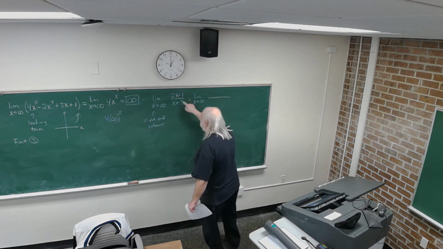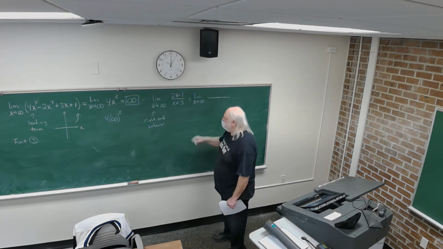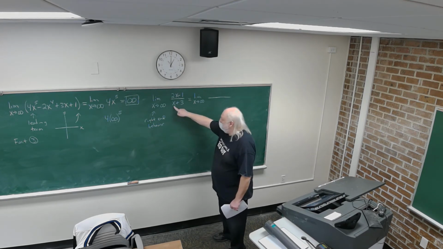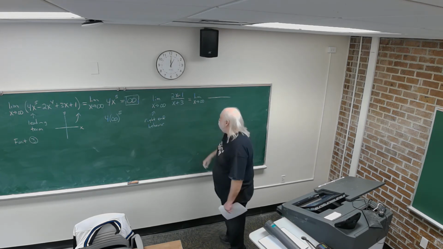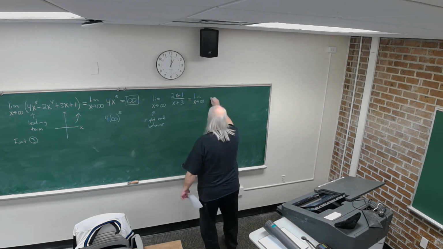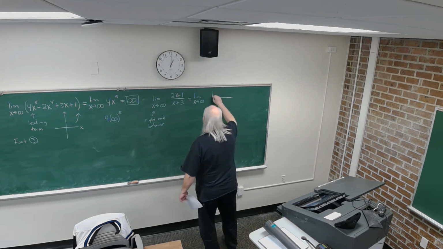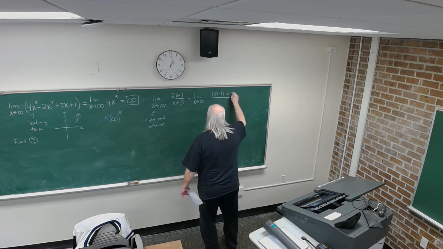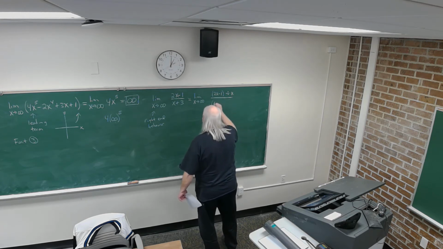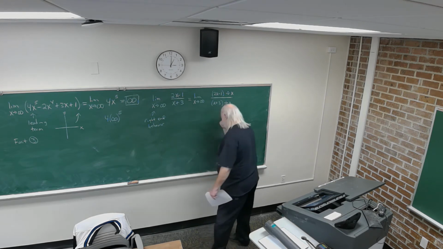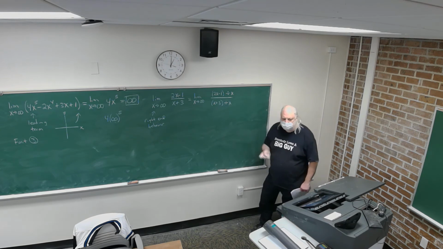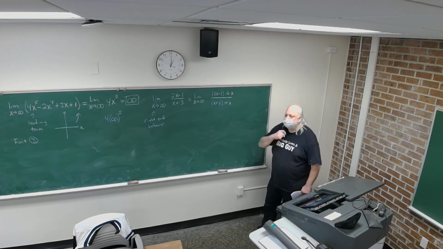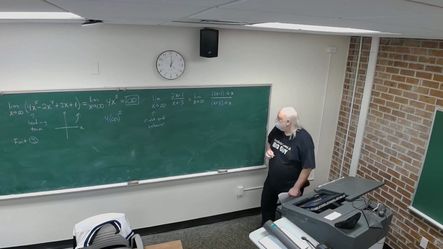So we're going to divide top and bottom of this quotient by the largest power of x in the denominator. The largest power of x in the denominator is x. So we have 2x minus 1 divided by x in the numerator, and x plus 3 divided by x in the denominator. Now I'm going to do some extra steps in this first one, but eventually we're going to skip these extra steps.